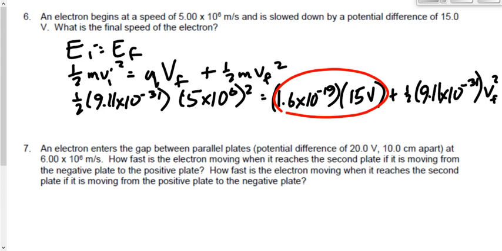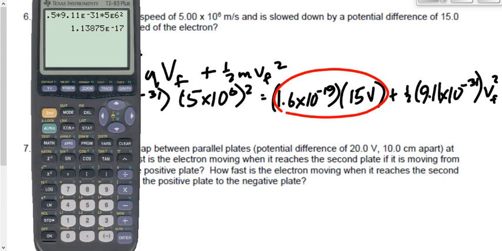Now I got to take this over to the left side by what? By subtraction, yeah. So let's subtract and put brackets around the whole thing here. 1.6 times 10 to the minus 19 times 15. Okay. Now I got to take the half over. Dawson, how do I take the half over? Times it by 2. Good. I'm going to divide it by 9.11.